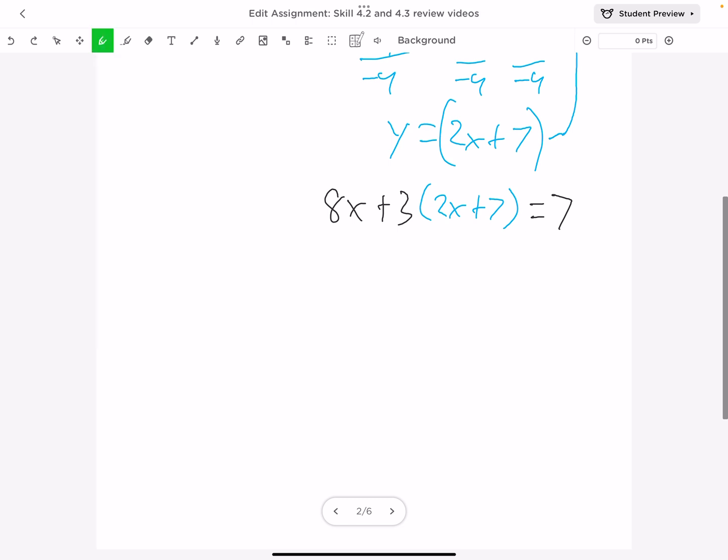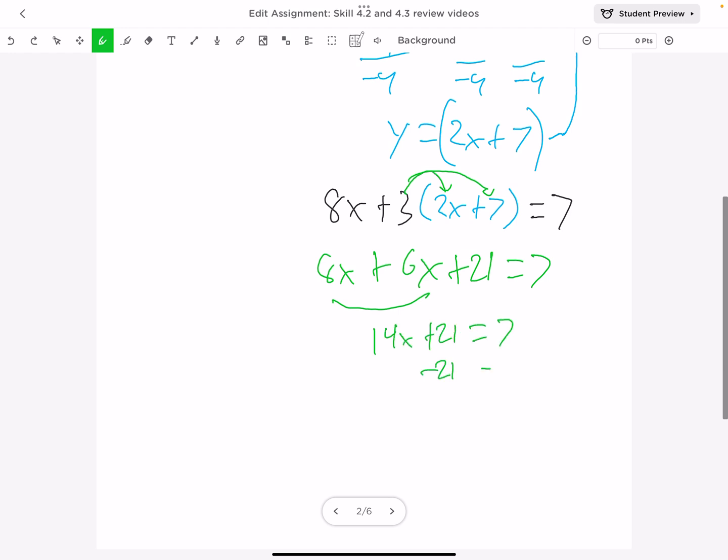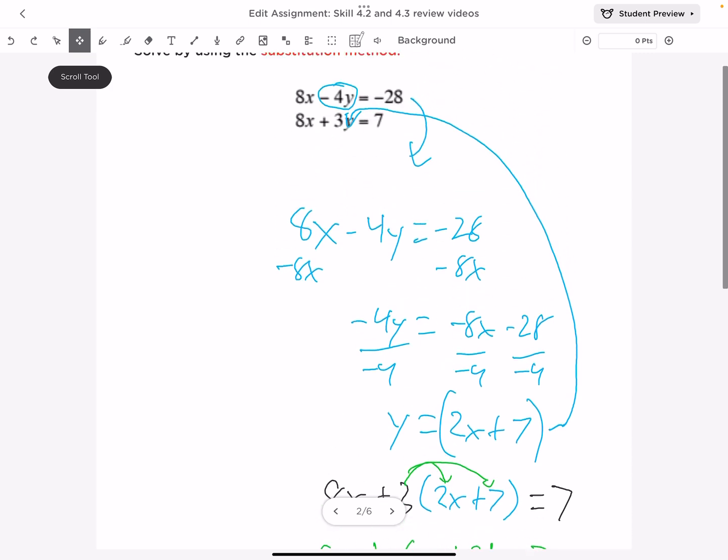And I'll do this in, let's do green. So we distribute the 3, and I get 8x plus 6x plus 21 is equal to 7. Combine my like terms, and that becomes 14x plus 21 is equal to 7. Minus 21 on both sides, 14x is equal to -14. And then that means x is equal to -1.